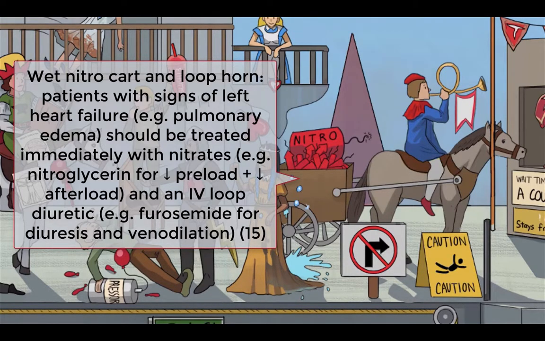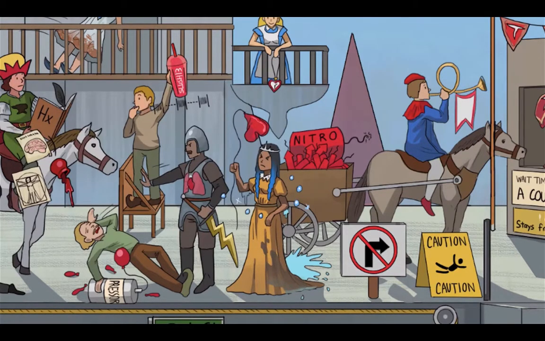IV loop diuretics, such as furosemide, are used for diuresis. By reducing intravascular volume, diuresis helps lower central venous pressure as well as capillary hydrostatic pressure. Less hydrostatic pressure means less edema. But before the diuresis sets in, furosemide has an immediate vasodilation effect, which helps reduce pulmonary congestion in the setting of acute pulmonary edema. Check out our decompensated heart failure video for all the wet deets.